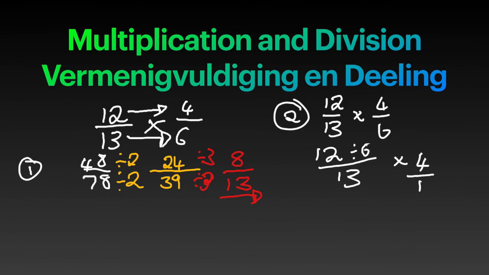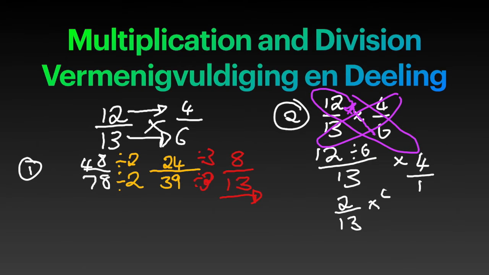So basically what I've done is I've taken this 6 and I've gone across. I've formed a butterfly. This one doesn't divide. 13 can't go into 4. It can't. Because 13 is a prime number. So 12 divided by 6 gives me 2 over 13 times 4 over 1. 4 times 2 is 8 over 13 because 13 times 1 is 13.